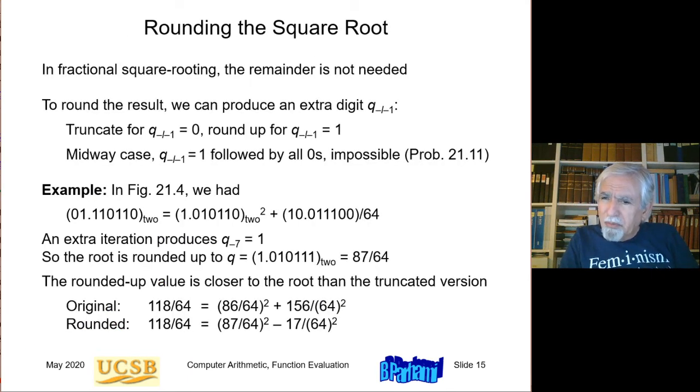Okay, I already talked about rounding the square root. I developed an extra bit or extra digit in higher radixes. The midway case, where the extra digit is 1 followed by all zeros, is impossible. And this is the subject of problem 21.11 at the end of the chapter.